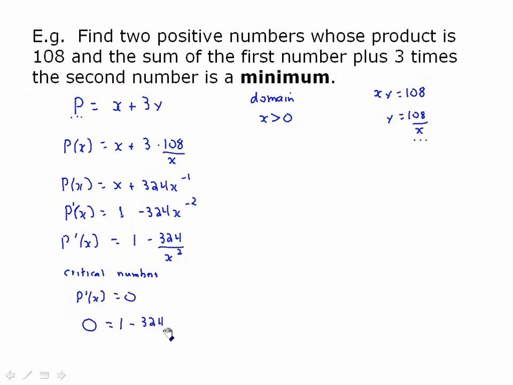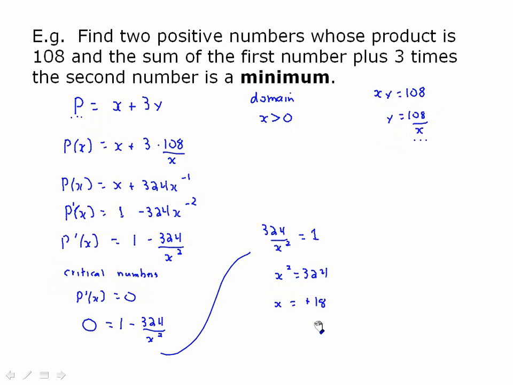I'll just go after this. So 1 minus 324 over x squared. And then I'm going to bring that 324 over x squared to the other side, making it positive, so that's equal to 1. And then when I multiply out the denominator, I'll get x squared is equal to 324. So x is equal to, when you take the square root, positive 18, because x has to be greater than 0. And there we go. There's our answer, or what appears to be our answer.